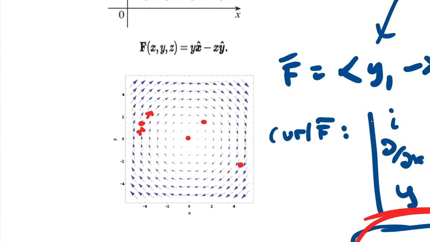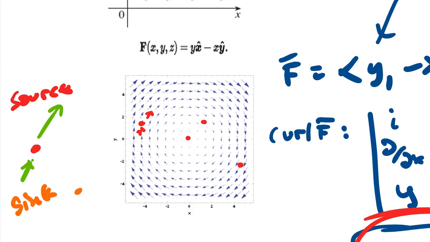A source would mean that at a point your vectors are small going in and large going out. It's a source of something. A sink would mean that your vectors going in are larger than your vectors going out. So a sink would mean the divergence is less than 0, and a source would mean that the divergence is greater than 0. We'll talk about that in a second.